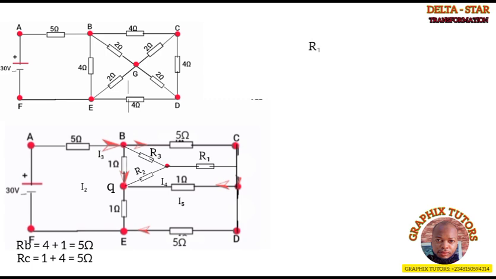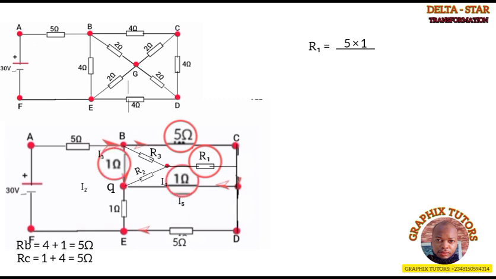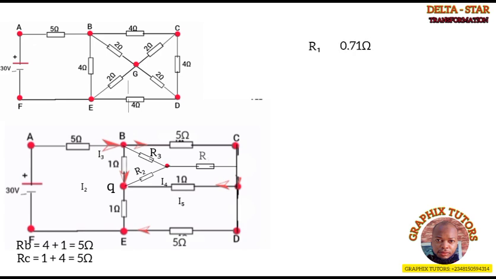Now we'll look for R1. So R1 will be, like I told you, the 2 resistors that are adjacent to each other. You multiply them divided by all the resistors that are connected end to end, and that is 5 plus 1 plus 1. So we're having 5 times 1 is 5, 5 over 7. So my R1 is what? 0.71.